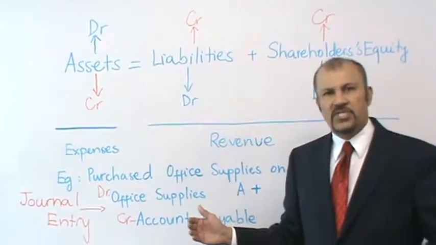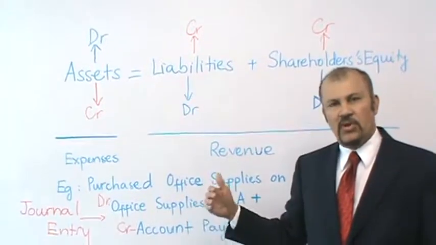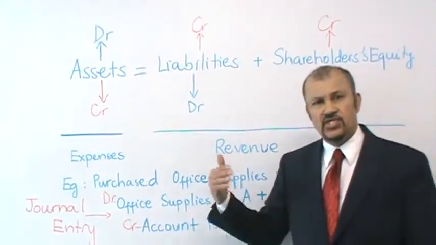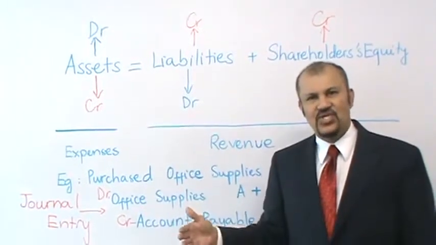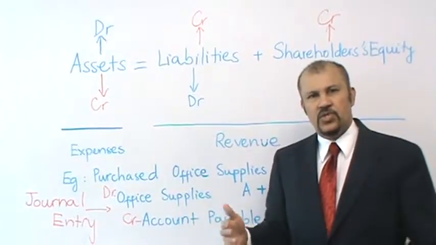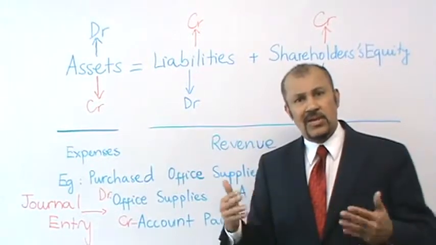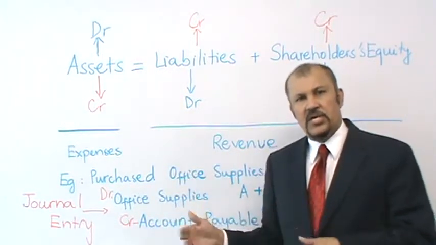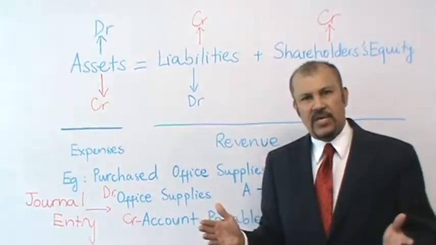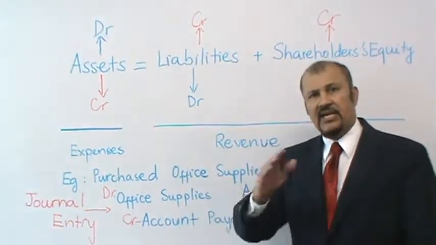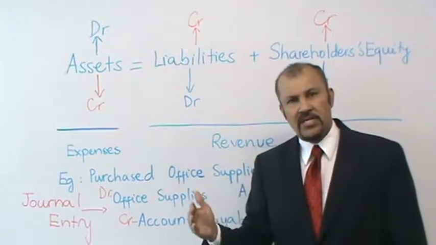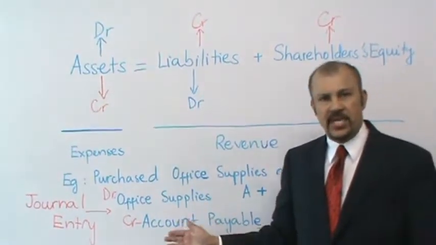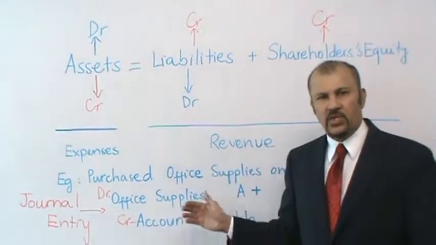I use a four-step process to help us take this statement in plain English and convert it into the language of accounting, which is the language of debits and credits. Learning debits and credits is like learning a new language, where after you've mastered this section, you should be able to take any accounting transaction in plain English and convert that into debits and credits. So let's come back to our sample statement, purchased office supplies on account.